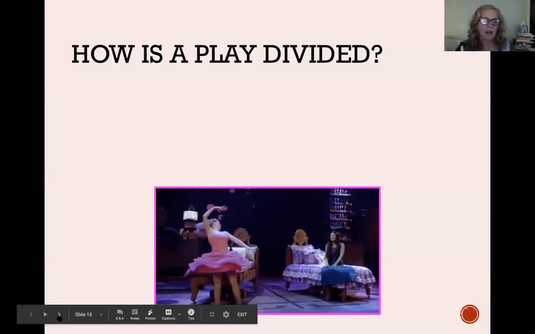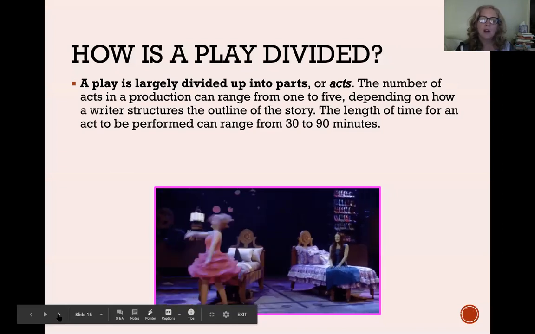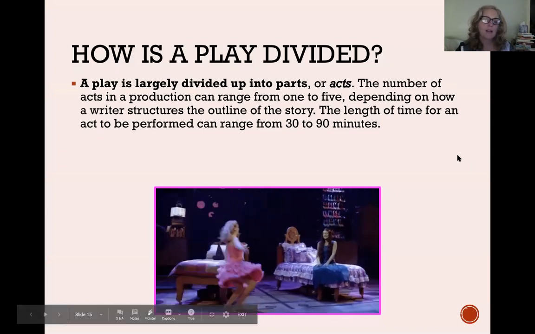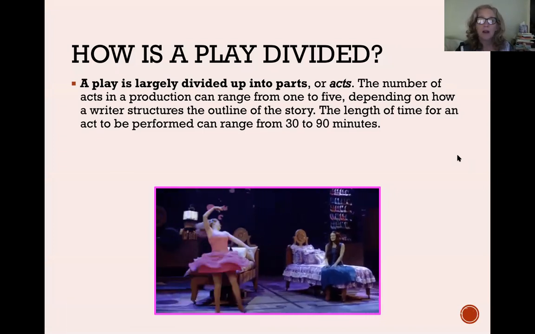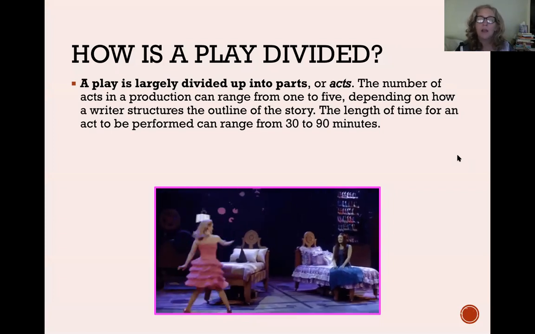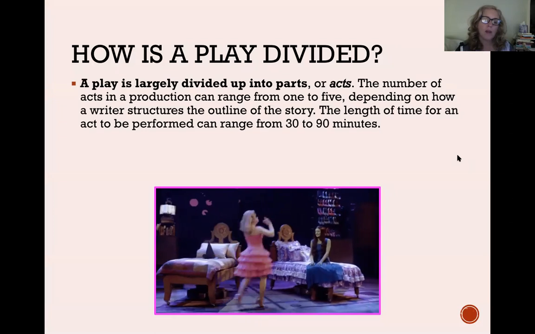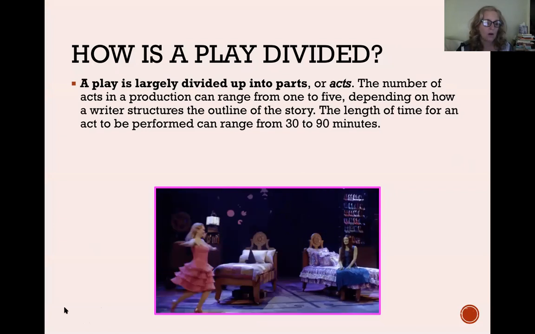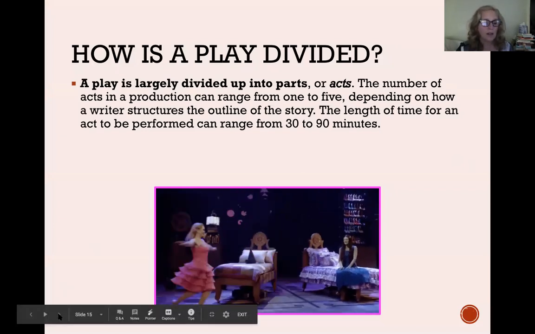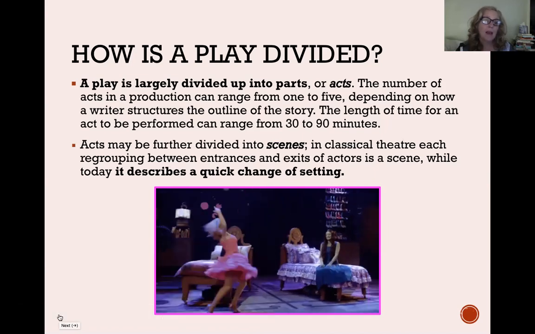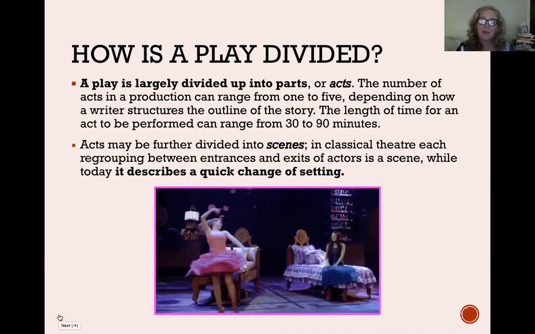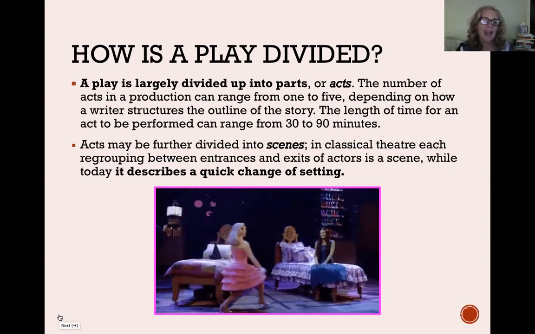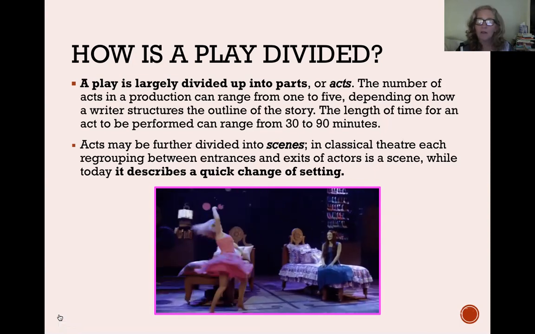How is a play divided? It's largely divided up into parts or acts, and the number of acts in a production can range from 1 to 5, depending on how the writer structures the outline of the story. The length of time for an act to be performed can range from 30 to 90 minutes. Those are things to think about as you are watching and writing, etc. Acts may be further divided into scenes. In classical theater, each regrouping between entrances and exits of actors is a scene, while today it's described as a quick change of setting.